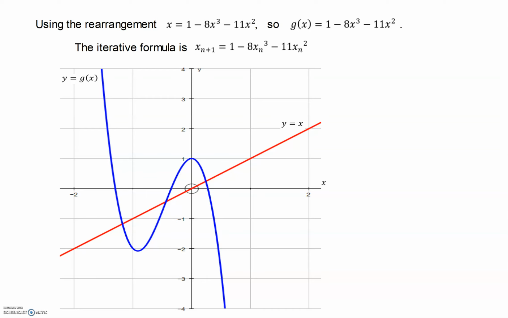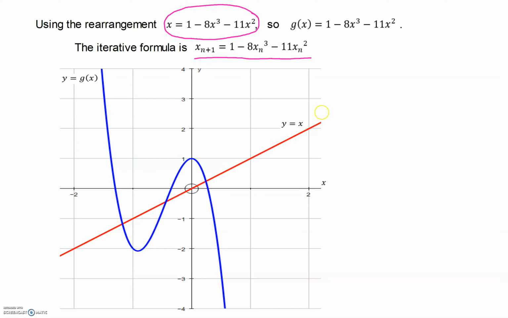So let's finally just consider our final third rearrangement that we did at the beginning of video 1. We rearranged our equation to get x equals 1 minus 8x cubed minus 11x squared, and that would generate the iterative formula here. Xn plus 1 is 1 minus 8xn cubed minus 11xn squared. And without doing the Excel spreadsheets, I'm just going to look at the graphs. So we have our two graphs.